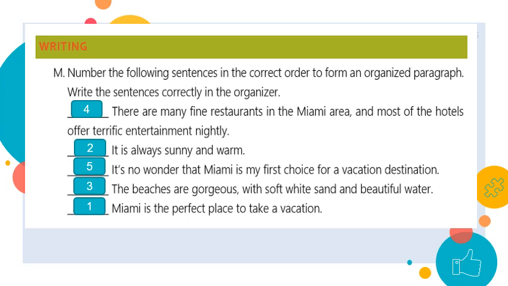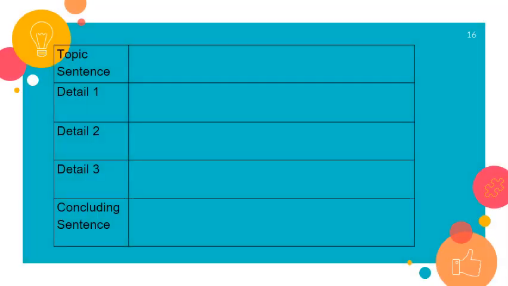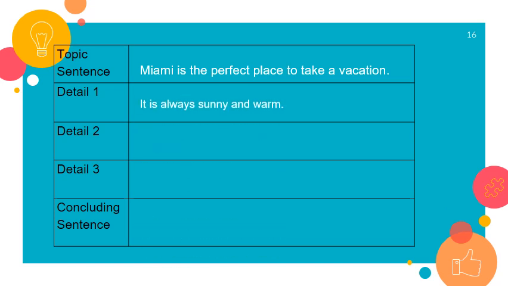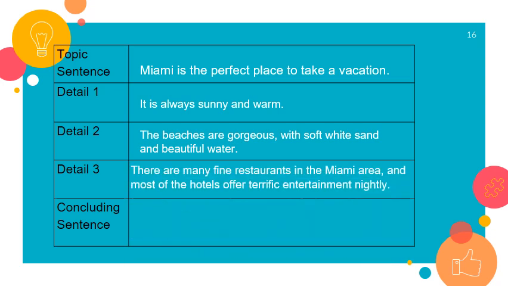So let's see how it becomes in the topic sentence. Miami is the perfect place to take a vacation. Detail 1, it is always sunny and warm. Detail 2, the beaches are gorgeous with soft white sand and beautiful water. Detail 3, there are many fine restaurants in the Miami area, and most of the hotels offer terrific entertainment nightly. Now I have to close my paragraph with the concluding sentence. It's no wonder that Miami is my first choice for a vacation destination. Okay?